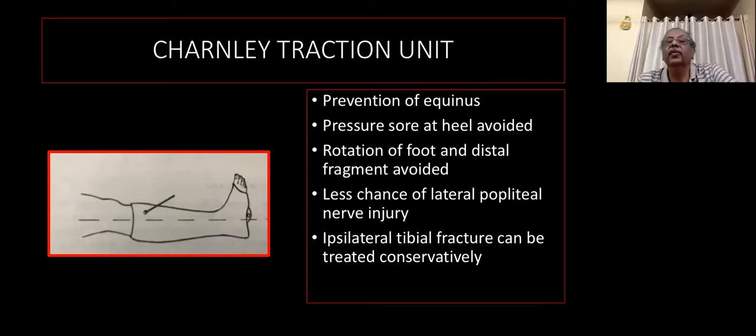That is prevention of equinus. The pressure sore at the heel is avoided. The rotation of the foot and the distal fragment can be avoided. Less chance of lateral popliteal nerve injury because the external rotation can be avoided, and ipsilateral tibial fractures can be treated conservatively.